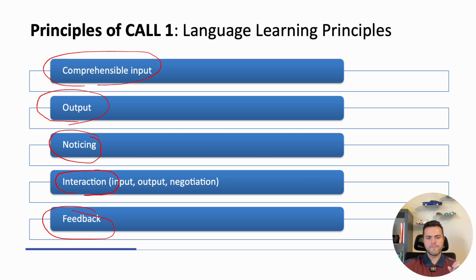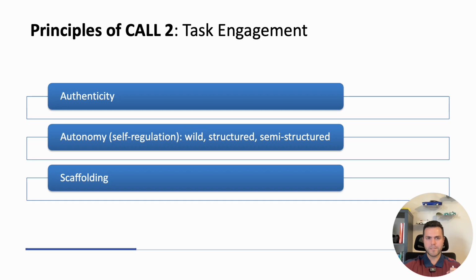In addition to these foundational principles, we also need to think how tasks are designed, which takes us to the second set of CAL principles. And now let's talk about task engagement. In task engagement, we have 3 principles. The first is authenticity. Simply put, tasks should feel real, meaningful, and connected to how language is used outside the classroom. Second is autonomy, or self-regulation.